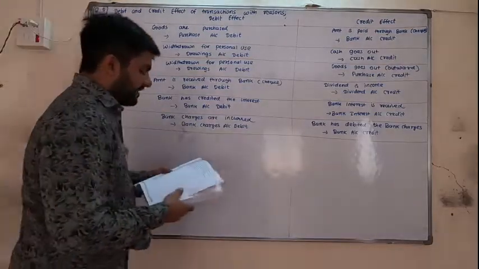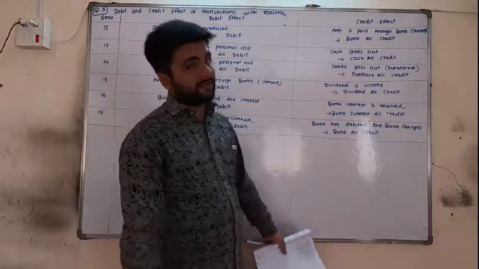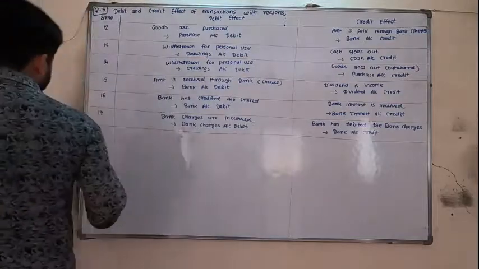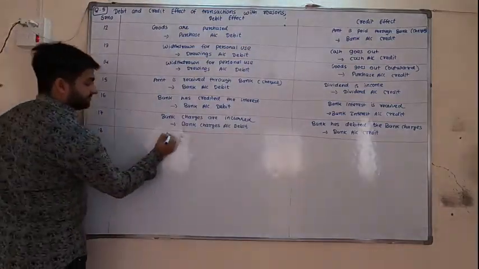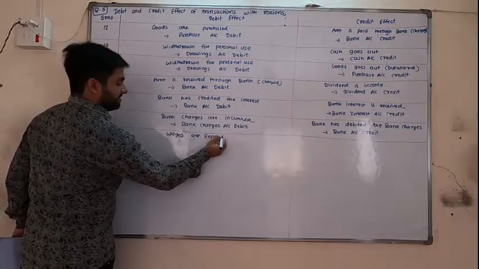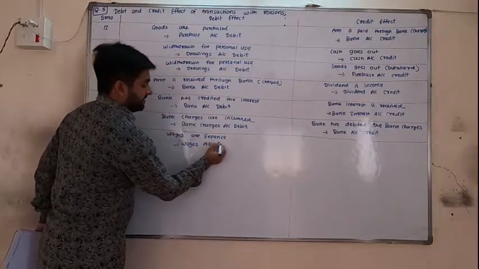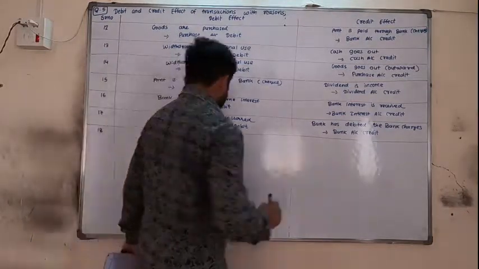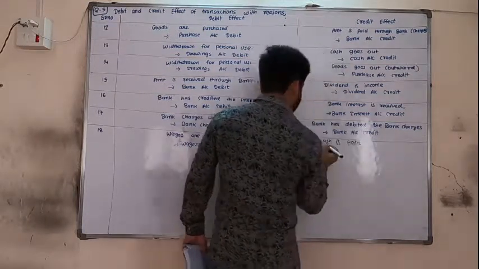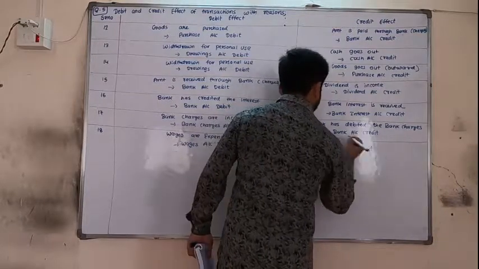Next. Wages paid. Paid means it is our expense. So wages are our expense. Wages account debit. No word is given, so cash will be paid. So paid is our expense. Wages are expense. Wages account debit. Cash is paid. Cash account credit.